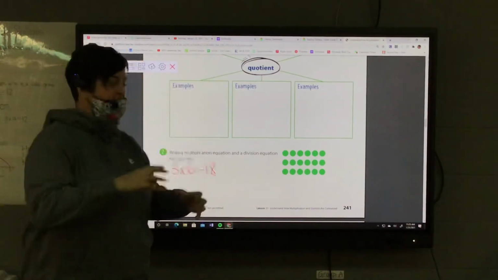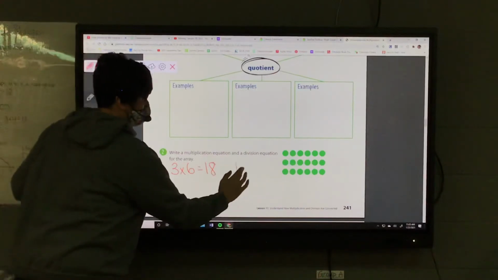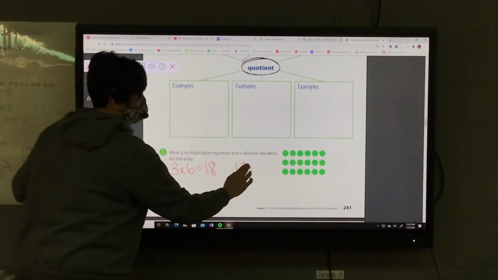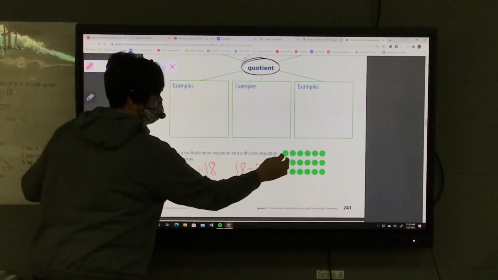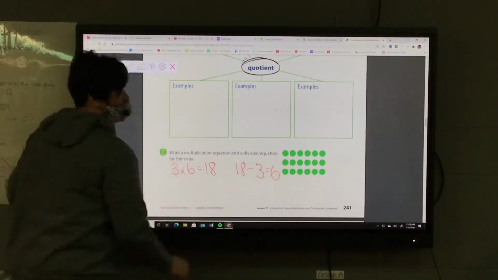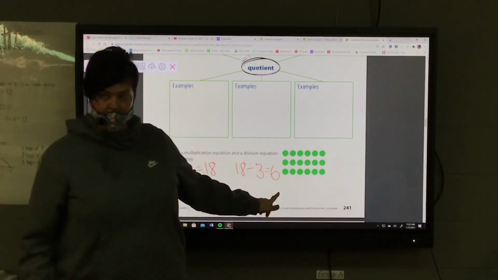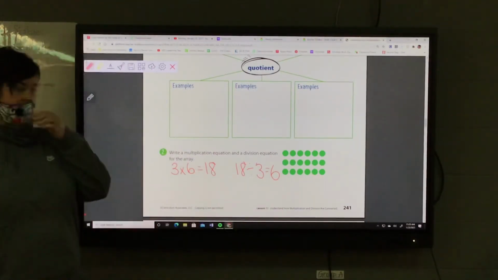How many altogether, everybody? 18. How many groups are there? 3. And there are how many in each group? 6. So our quotient, our answer, is 6 there.